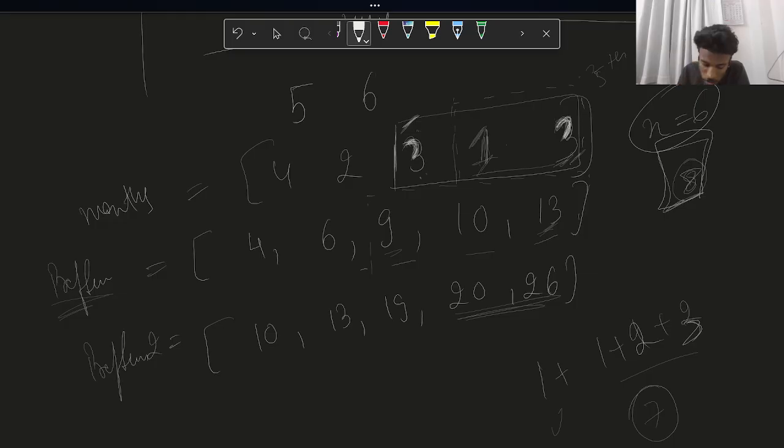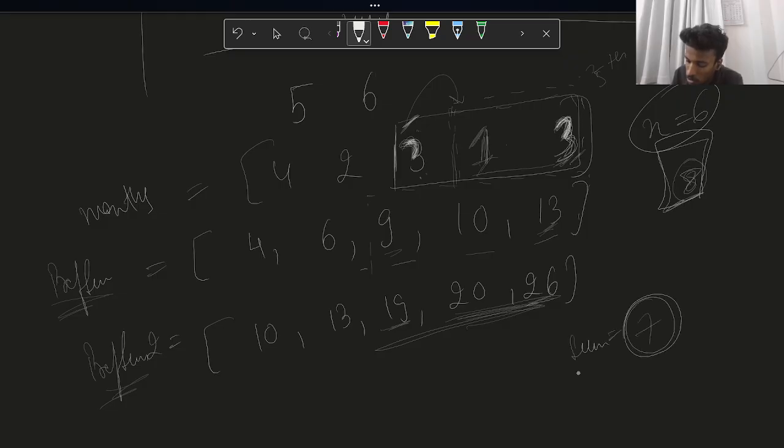And how will we calculate it using this prefix sum 2 array? It is simply 26 minus 19. So it will give us 7 only. That is why we have calculated this prefix sum 2 array, in order to calculate the total sum we can get out of particular months. So this is what we'll do: we calculate the month, and after that month, like 1 plus that month, we'll calculate the total sum using this prefix sum 2 array. So it came out to be 7, and 7 is currently stored in the sum.